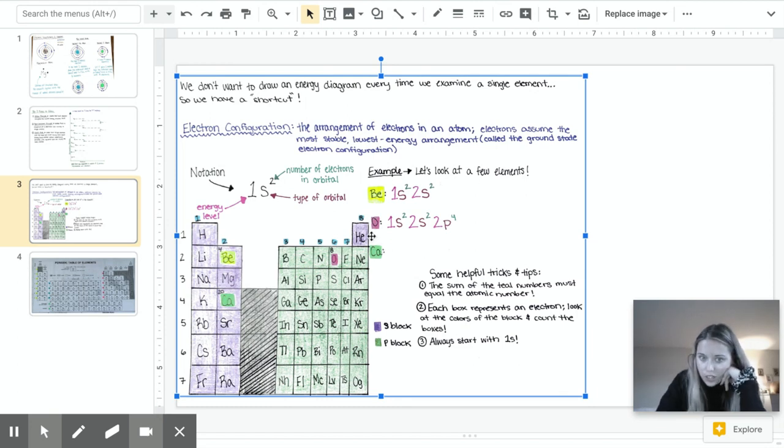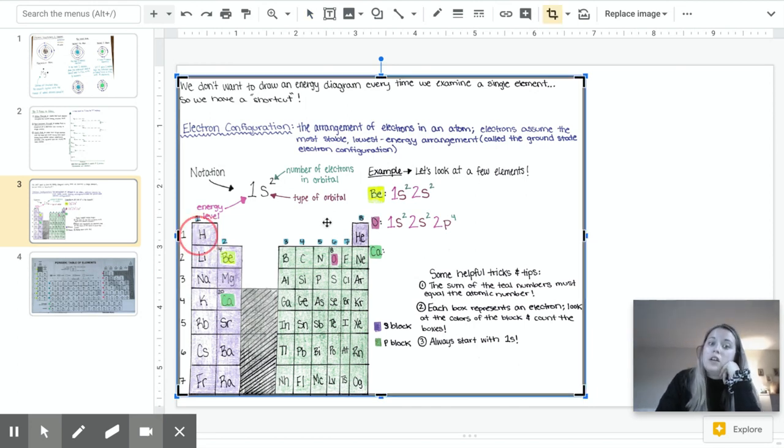Let's look at oxygen. Again, we need to start with 1s. So we start here, 1, 1, 2. So we get our 1s2. We go down to our 2. We got our 1, 2 purple boxes. So that's our 2s2. And then we got to go over here to our P block.